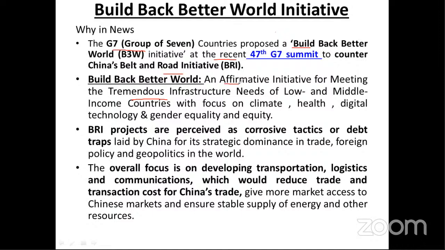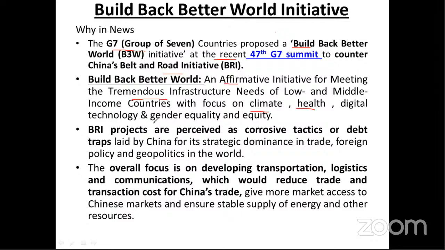But the G7 countries, only now in 2021, thought about these things, so they started to fulfill this demand of the low and middle income countries with a focus on climate, health, digital technology, and gender equality and equity. So that is the main objective of Build Back Better World.